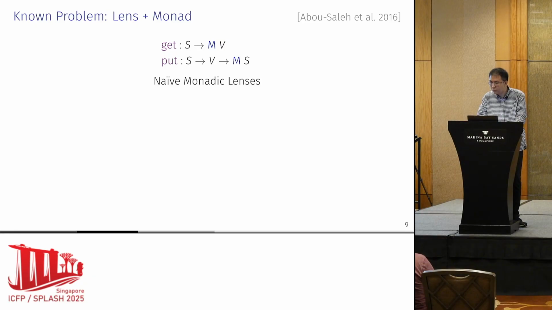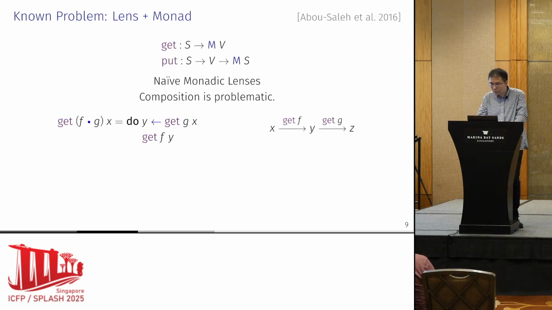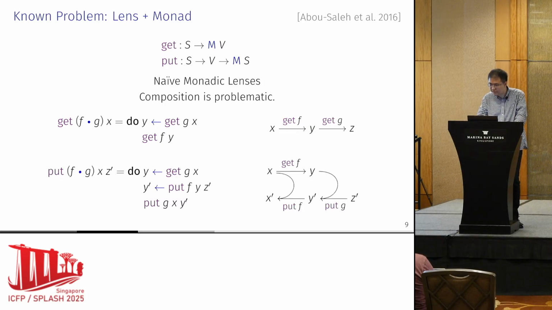So if we look at the previous works, we see this is a known problem when we combine lenses with monads. So you might think that we can just do it by introducing the monad M into the return types of get and put, and we get this naive encoding. And then we discover that when we try to define a composition, it becomes very problematic. We can still define it by directly generalizing from the pure definition for lenses, and we get this definition.